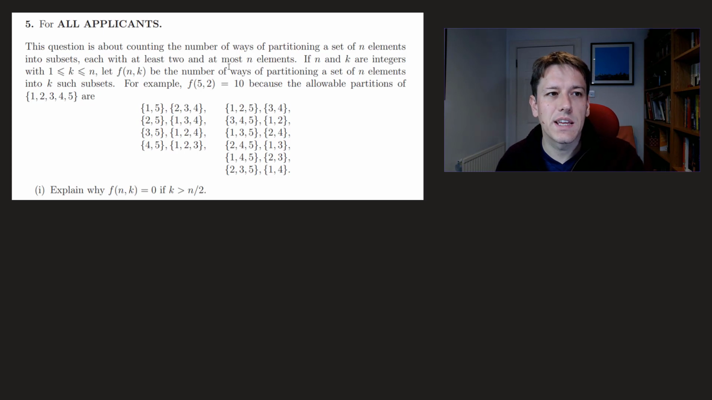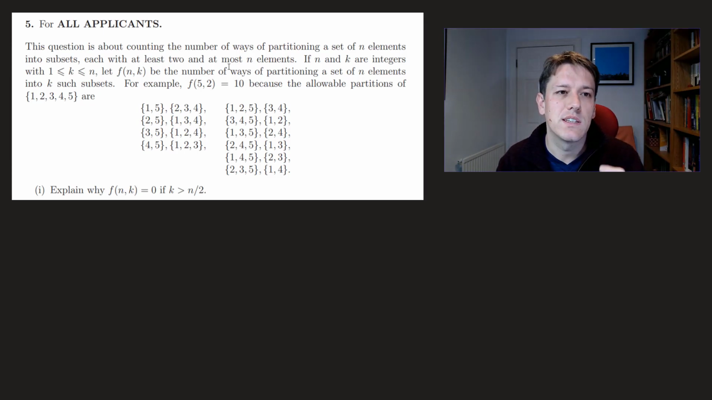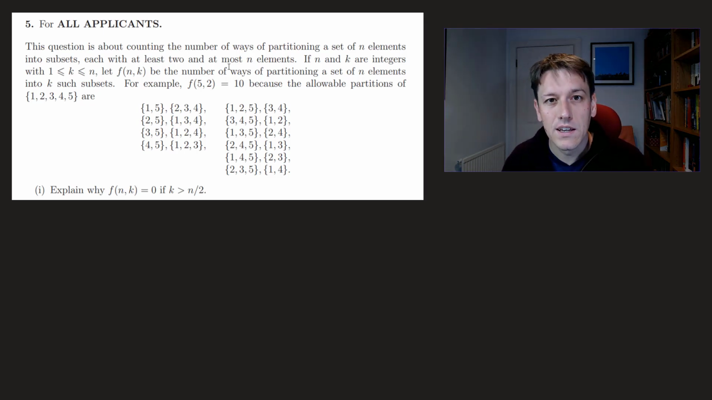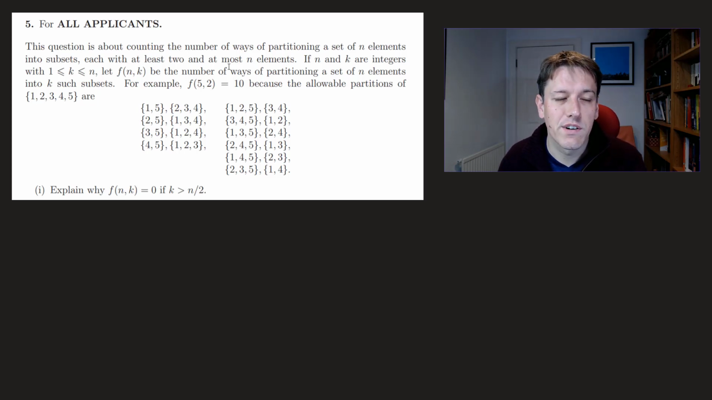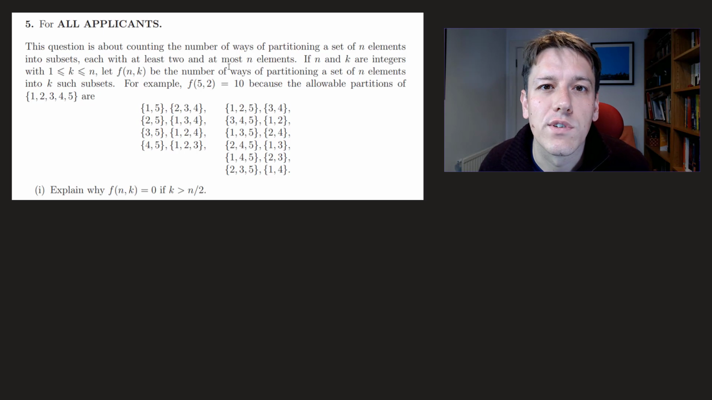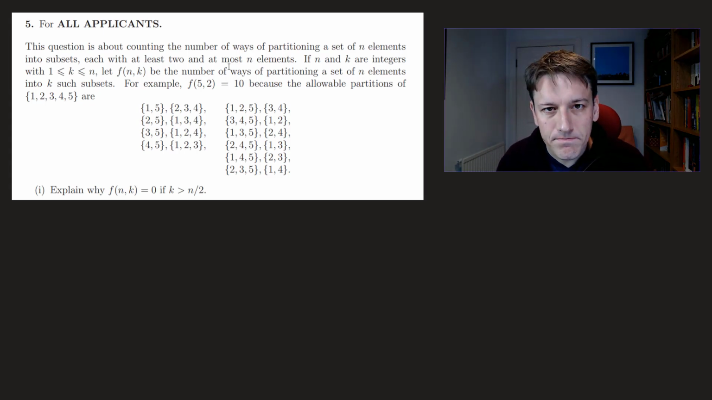And they've given an example here that f of 5 and 2 is 10 because we can see all the different ways of splitting just the numbers 1, 2, 3, 4 and 5 into 2 different subsets, and again only subsets that have size 2 or 3 here, because we can't have size 1 or 0, and so that means we can't have size 4 or 5 either because they'd have to pair with them.